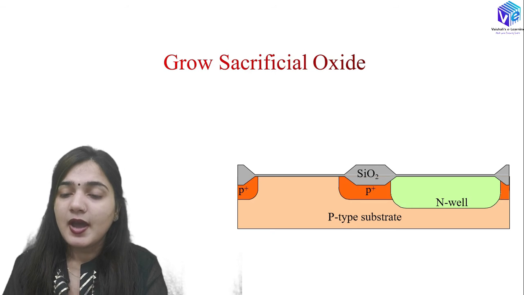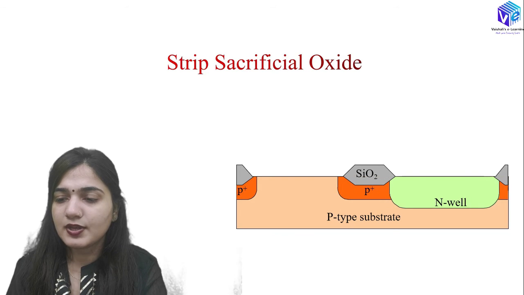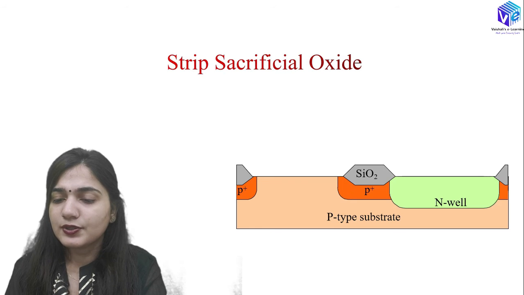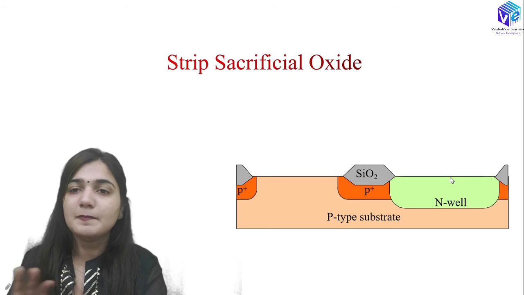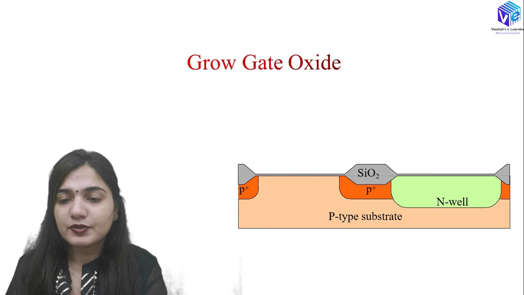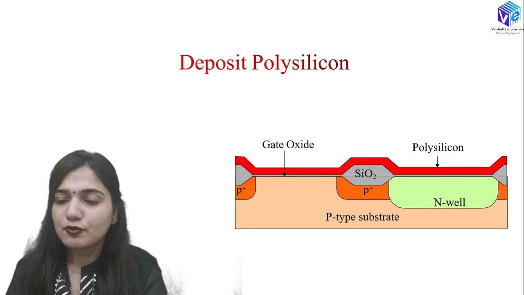So now here I have grown a thin layer of sacrificial oxide. Then I will be stripping off the sacrificial oxide, so that I will not be having any contaminant particles over here. The contaminant particles will now be removed, right? After that we are going to grow the gate oxide, right? So first of all we will have the gate oxide over here, and after that we are going to deposit the polysilicon.